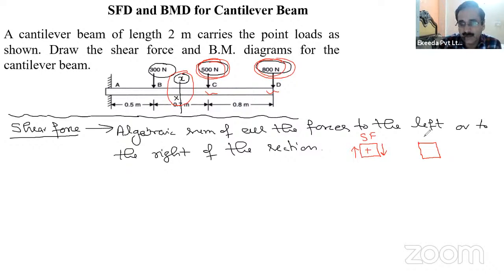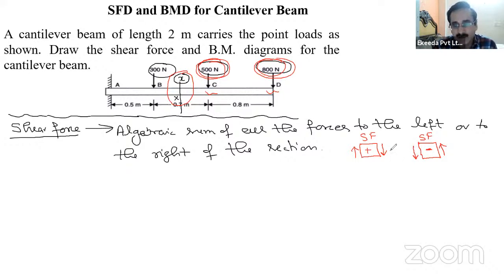Similarly, we can take the negative shear force as the opposite of that. If it is to the right of the section and it is upward, this is the sign convention I have chosen. You can choose your own sign convention also. So if it is upward to the right of the section, then it is taken as negative, or if it is downward to the left of the section, again it is taken as negative.